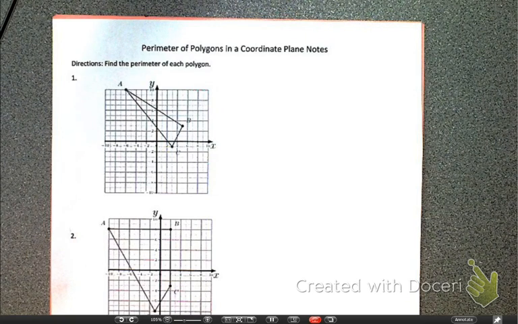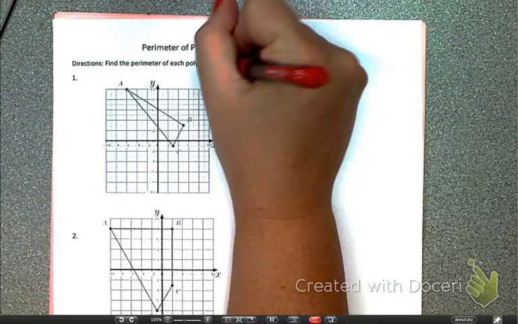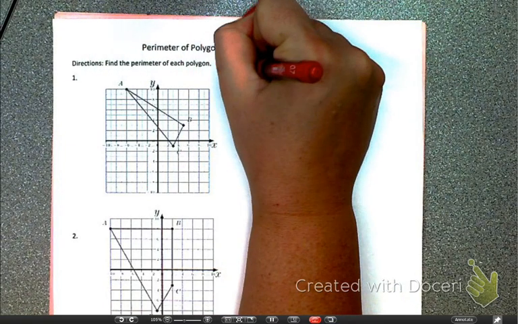Distance formula. Okay, now some of these are going to get easier. We won't have to do distance for all of them. Some of them we're going to have to do distance multiple times. Now since we're finding perimeter, I'm going to have you round to the nearest tenth.